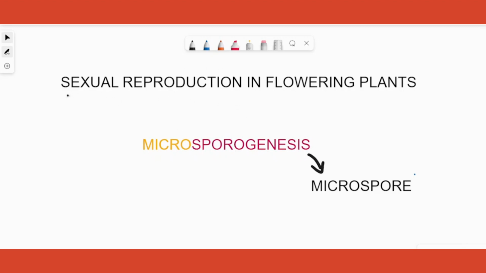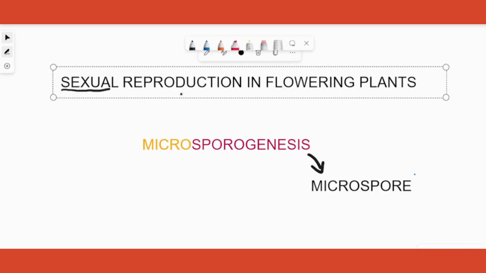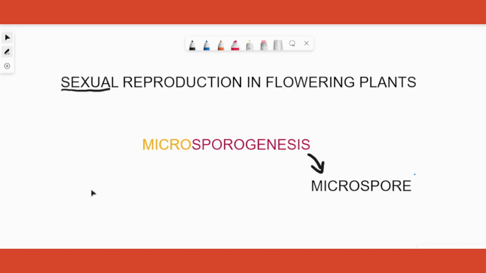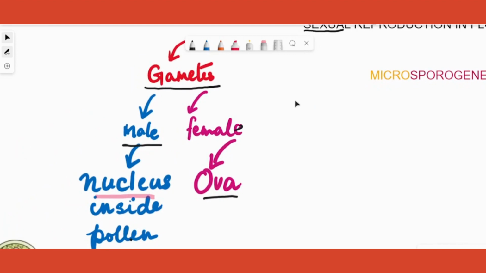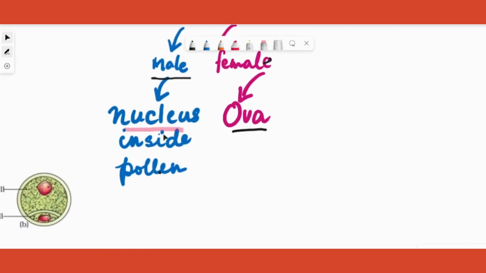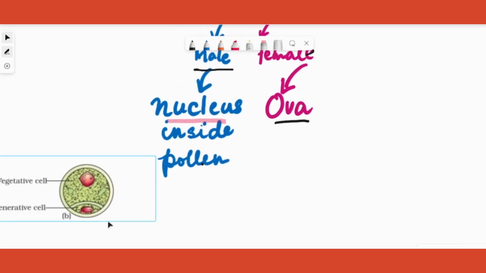Before all that, we should concentrate on this word, sexual reproduction. You all know any type of sexual reproduction requires gametes. And what are the male and female gametes in a flower? The female gamete, you know, is the ovum. The male gamete, some of you think, is the pollen grain, but it is not. The male gamete is instead a nucleus. This nucleus inside the pollen is called the generative nucleus.